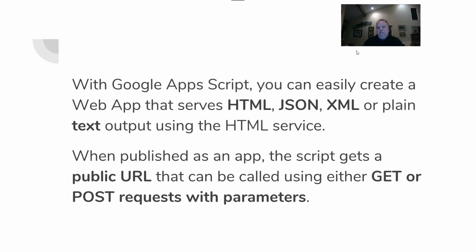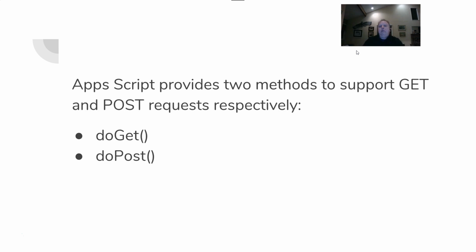And the idea is, once you publish that app, you get a public URL from Google that you can call with either get or post requests with parameters. So you can say, okay, the public URL will be something.google.com. It comes from Google, so it will say something like that. And at the end, you pass parameters like URL parameters, like a question mark, variable 1 equals the value of that variable, and with an ampersand, variable 2 and the value of that variable, et cetera. And Apps Script provides two methods to support the get and post requests respectively: doGet and doPost.